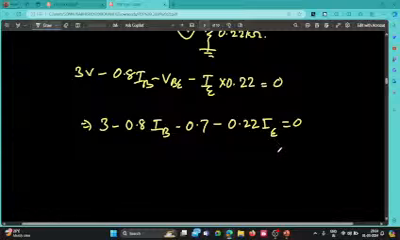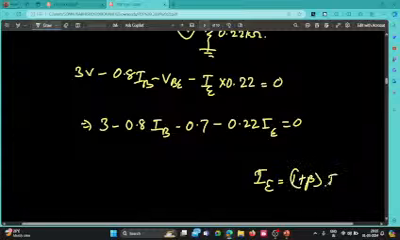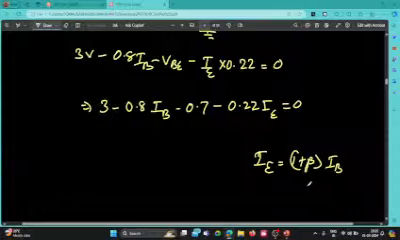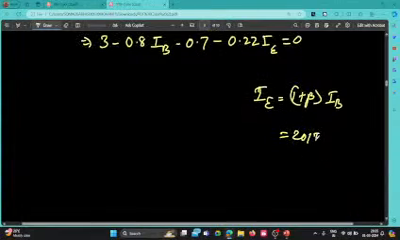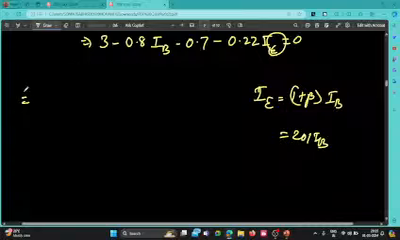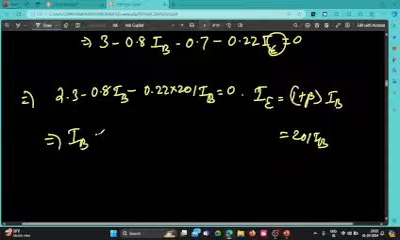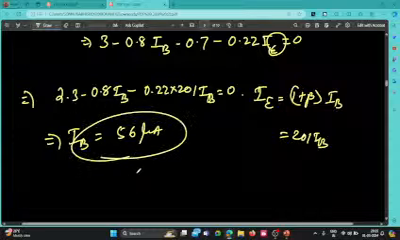Now see, IE is what? IE we can write as 1 plus beta times IB, right? Beta is given, it's 200. So put 200 here. That will be 201 IB. So in place of IE, just put 201 IB. So 3 minus 0.7 is 2.3, minus 0.8 IB, minus 0.22 into 201 IB is equal to 0. Okay, so you just have to solve it. If you solve it, you will get IB equal to 56 microampere.